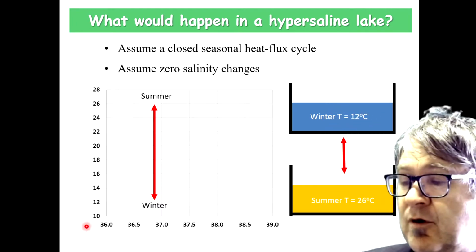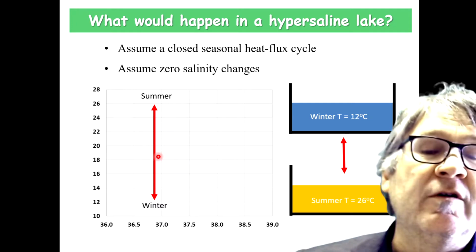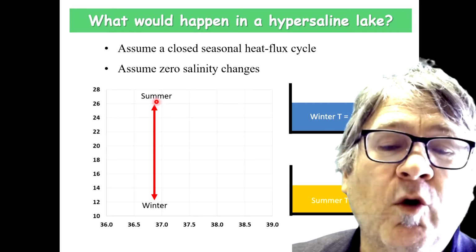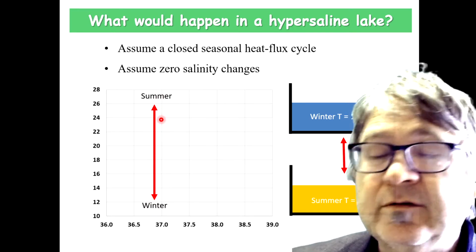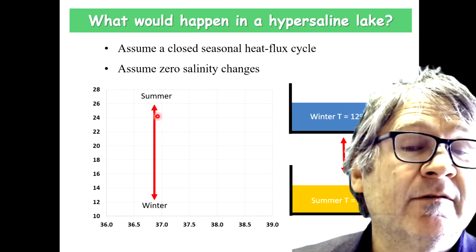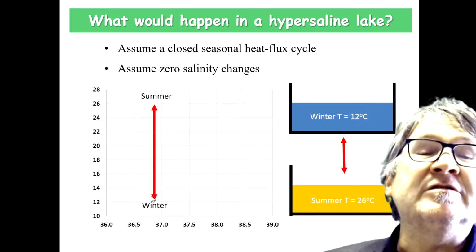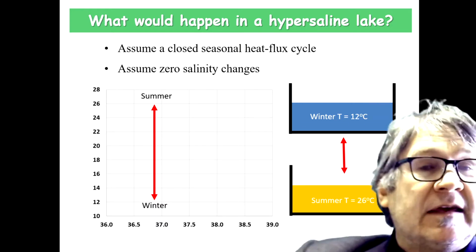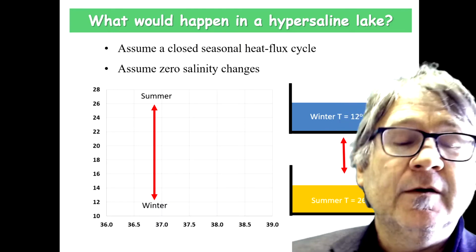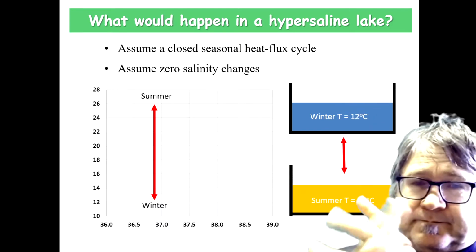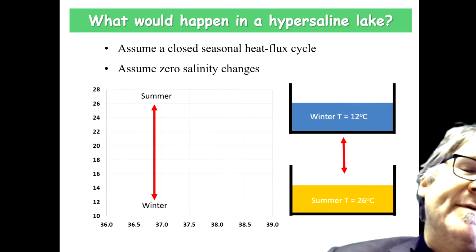So I switch on the pointer, and you essentially move into summer, warming, and then you move into winter, cooling, and so on. Move up and down. And that repeats and repeats and repeats. And this is for a closed seasonal heat flux cycle. That means the annual average is 0. Just for simplicity. That's the first bit. Okay.